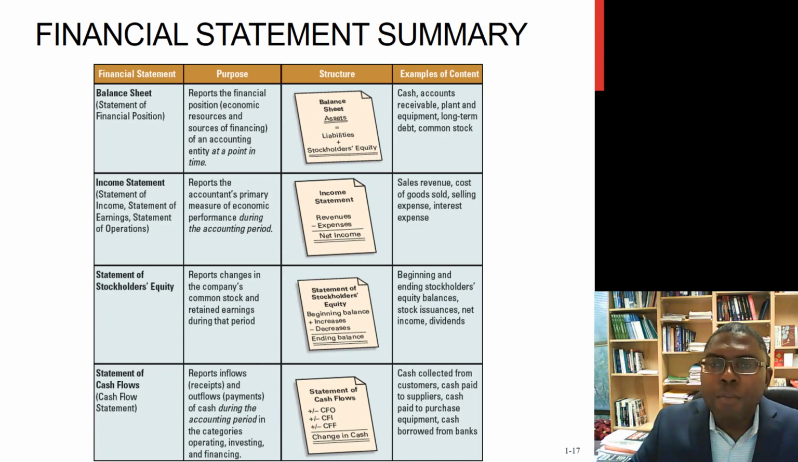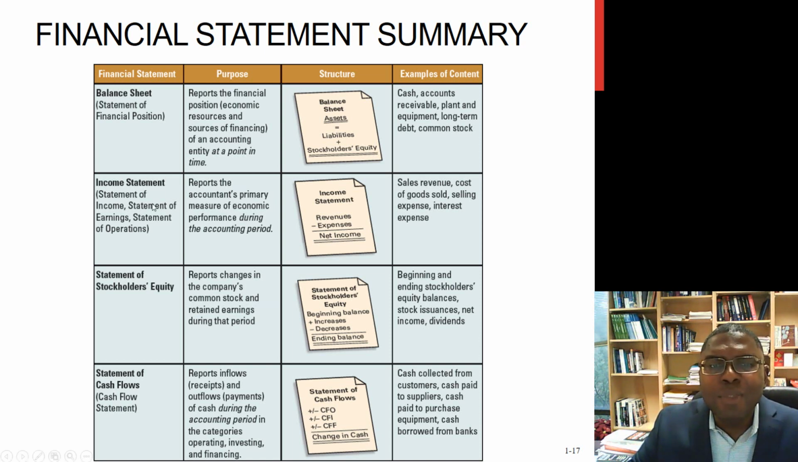So these are the four major financial statements that we have looked at. The first is the balance sheet. It's a statement of the financial position at a particular point in time. The balance sheet reports the financial position of the company at that point in time. That financial position will cover the assets, which are economic resources. It will cover the liabilities and stockholders' equity, which are the sources of financing of the assets, how companies get money to finance their assets.